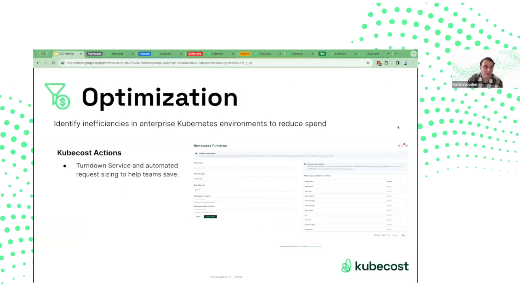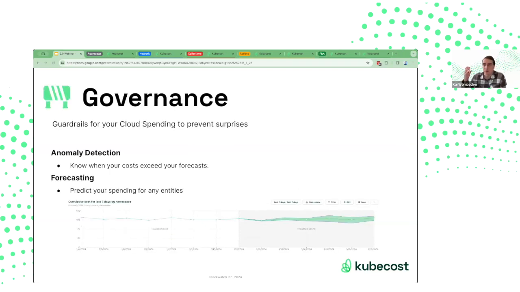Awesome. Yeah, so this is our new optimization solution, Kubecost Actions. And then finally here we have our new governance features. So really these two kind of tie in together. We have forecasting, which is powered by a machine learning model that is going to be deployed in the customer environment. And it's going to learn from your historical spend.